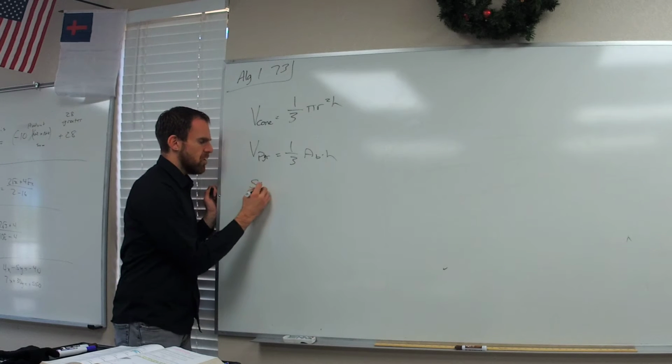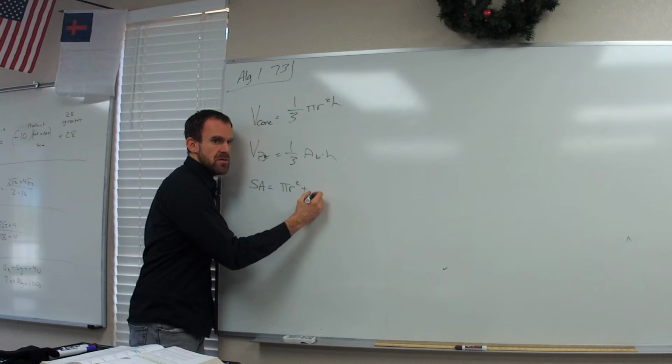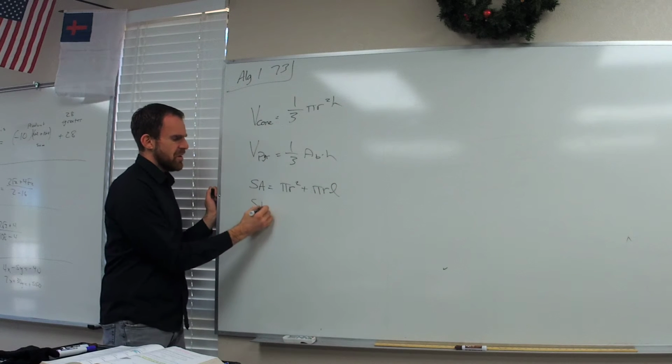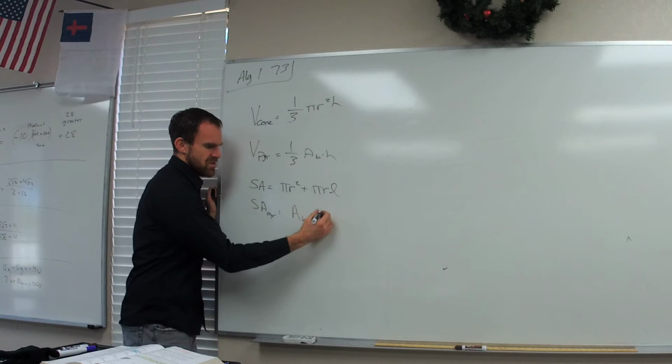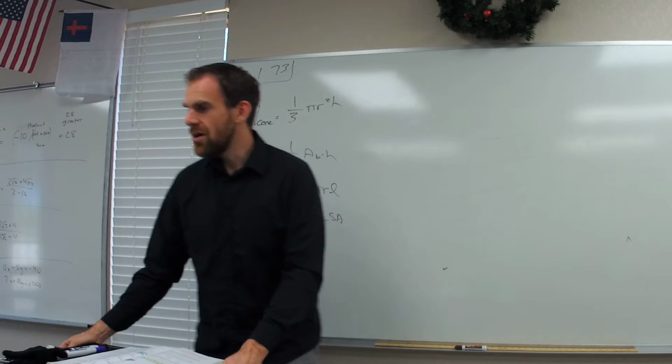How do we find the surface area of these shapes? Surface area of a cone, already on your quiz, is pi r squared plus, no, pi r L. There we go. And surface area of a pyramid is area of the base plus lateral surface area. There's no good way to do it. Okay, so that's our recap.